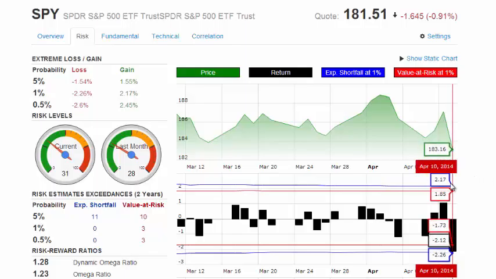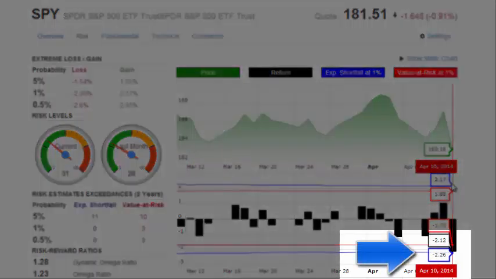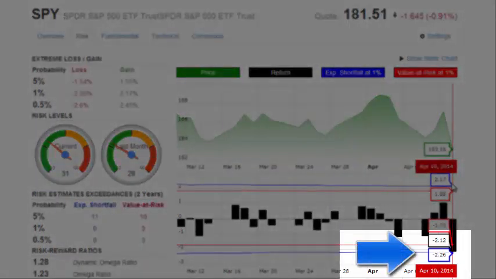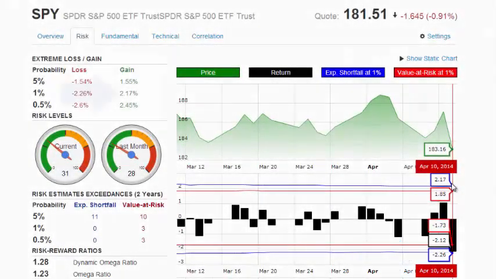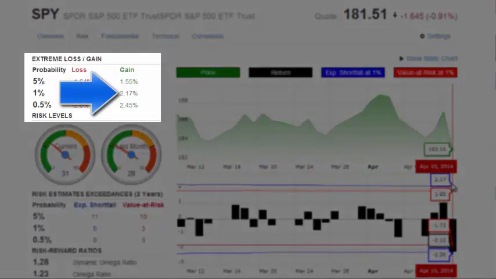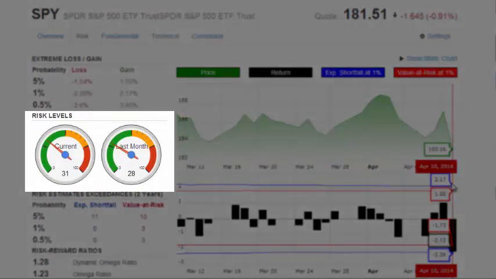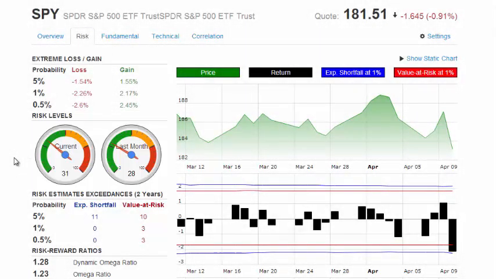This matches the most recent lower blue line and is called the expected shortfall. The upper blue line, with a value of positive 2.17%, matches the potential extreme gain reported. Risk levels indicate whether these extreme loss values are relatively high or low compared against its own history. Today's dial shows a level of 31, which is relatively low, but slightly higher than last month. This can provide a quick view as to whether risk is increasing or decreasing.